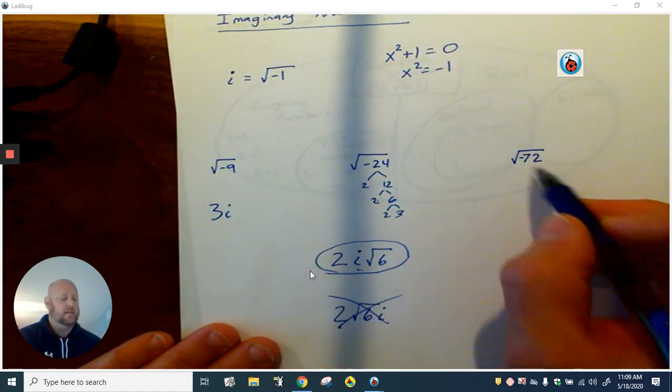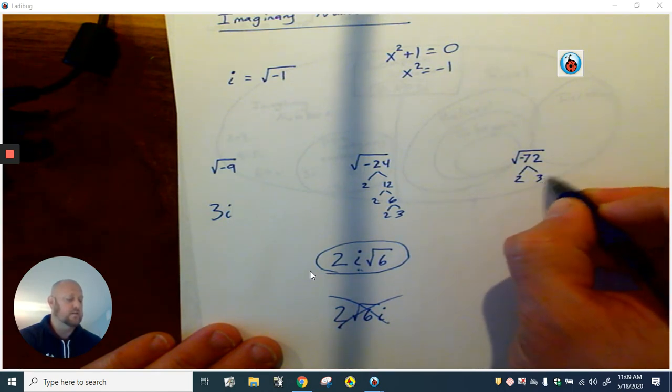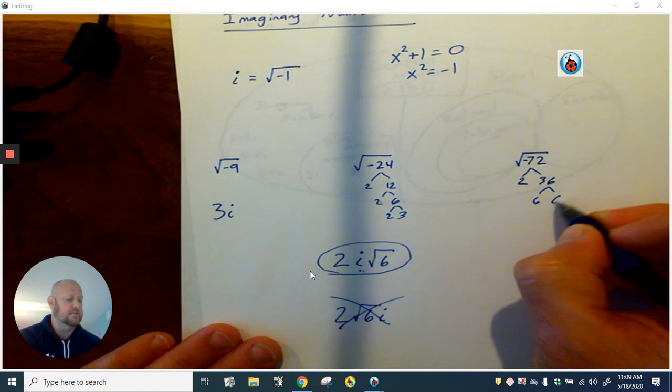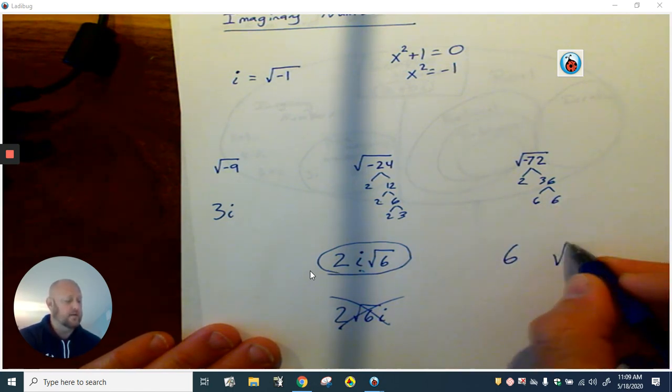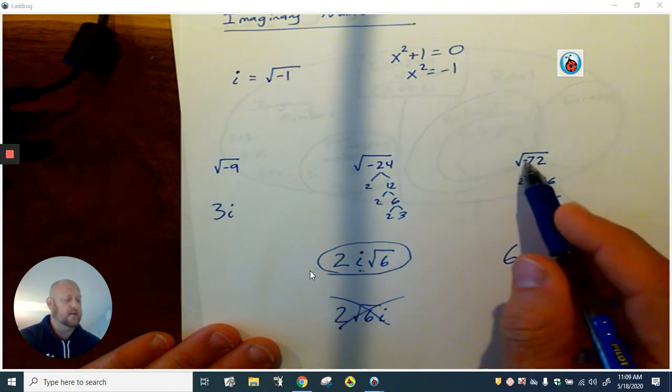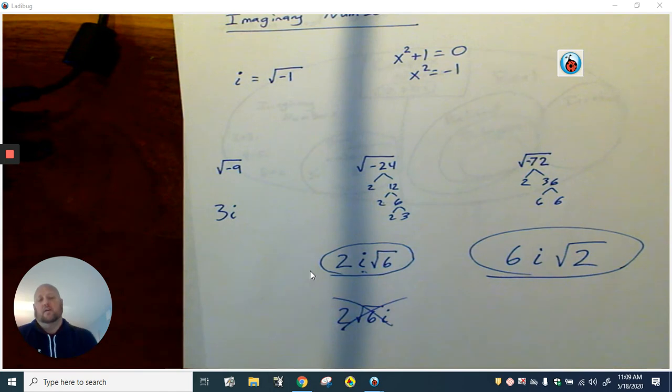Same thing with something like this: square root of -72. 72 breaks down into 2 and 36. We know 36 is 6 and 6. So we can pull out a pair of 6's. We have a 2 still stuck inside. Because of the negative, we have an i, and we're done. Okay, so these are problems that I think you've done in the past, but we can use imaginary numbers to do that.